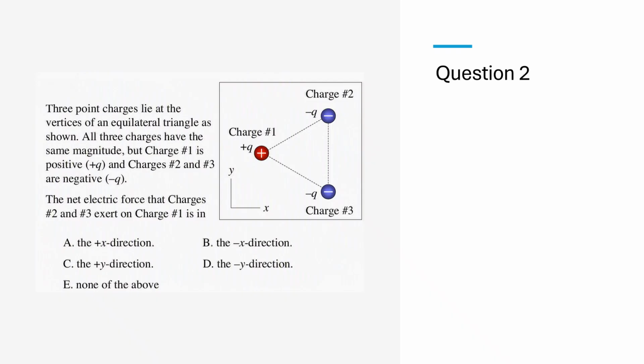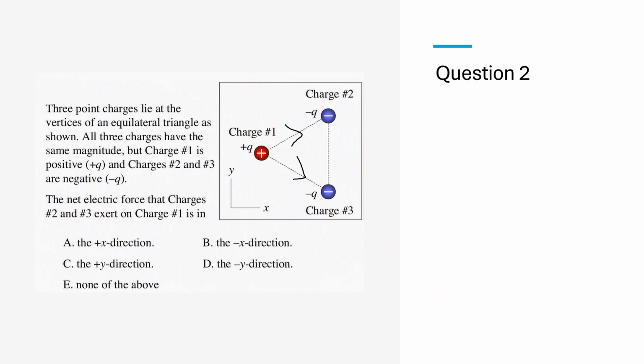So first of all, we are happy that it's an equilateral triangle, so we know that the distance will not be a problem here because it's equal throughout. But now we have to find the net force on charge 1. Both 2 and 3 are negatively charged, and so in relation to charge 1 there will be a force of attraction. The negative charge will attract the positive charge towards itself. So this will be the direction.